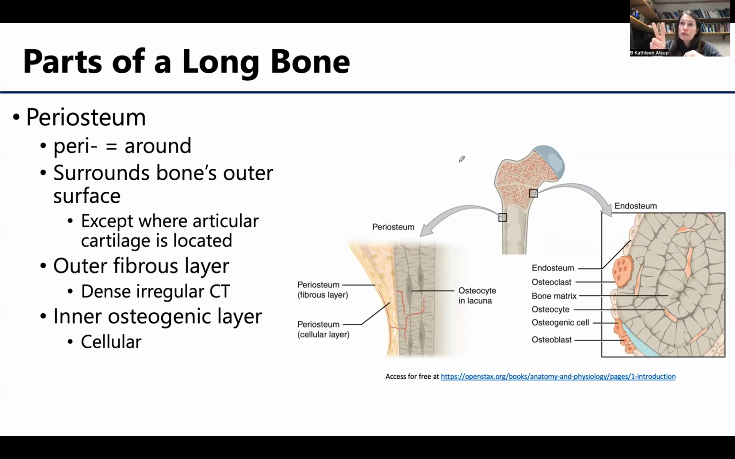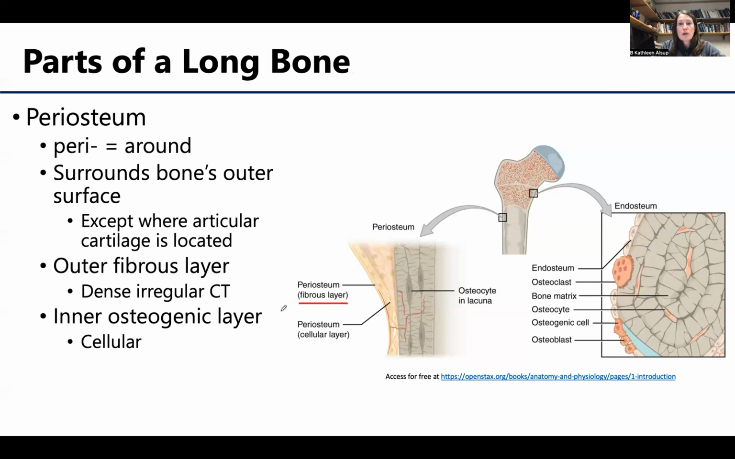Now, it's actually composed of two layers. Oftentimes, these types of tissues will have two layers. This outer layer, as you can see here, does exactly what a good outer layer should do, which is really going to protect the bone. It's going to serve as this outer fibrous layer. It's going to be composed of mostly dense, irregular connective tissue.